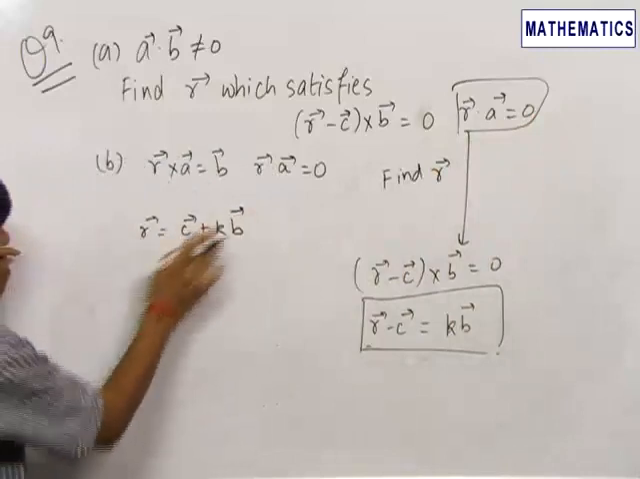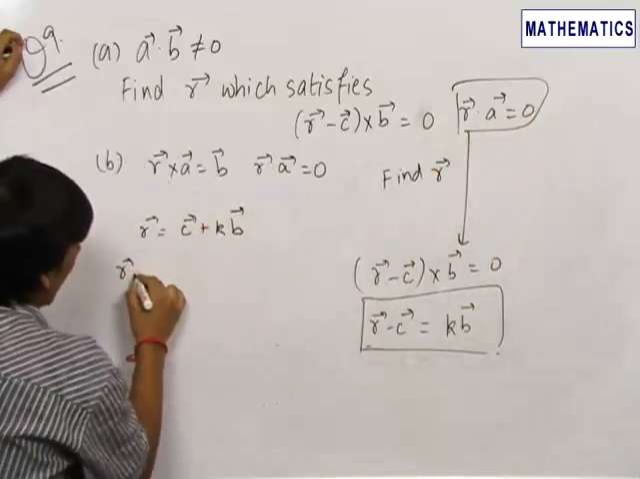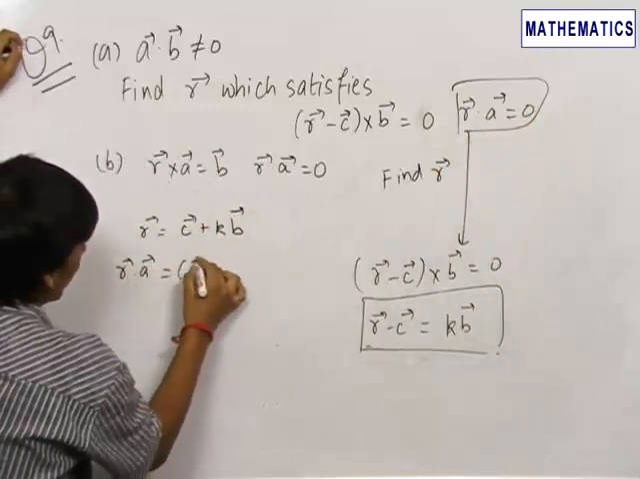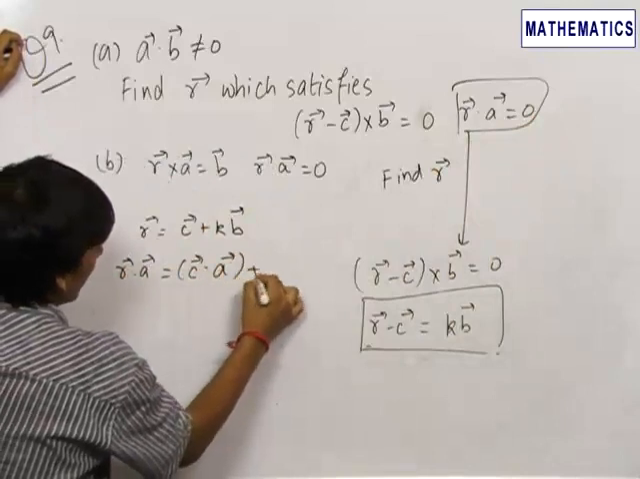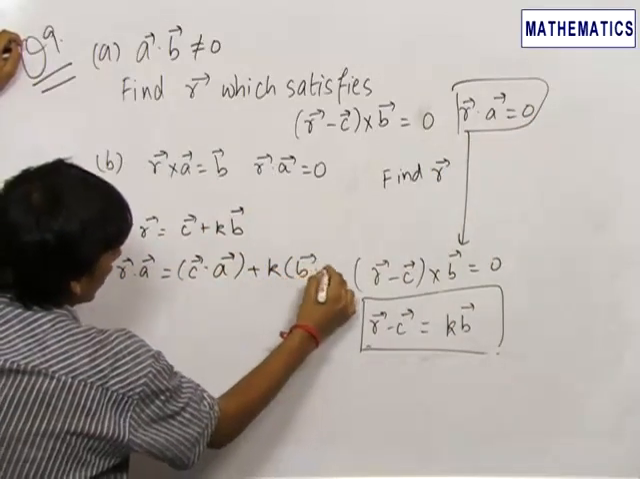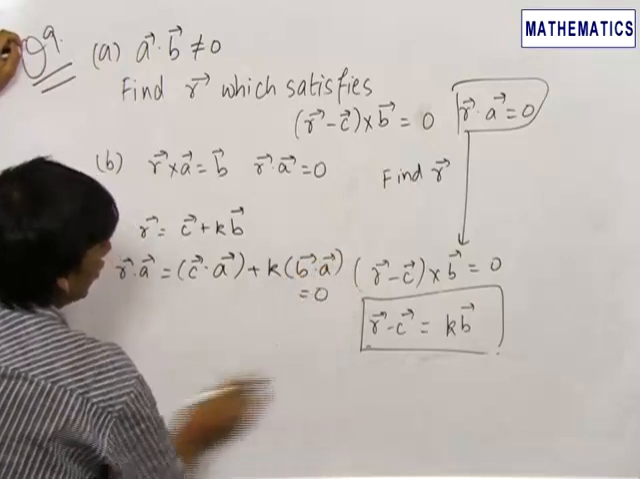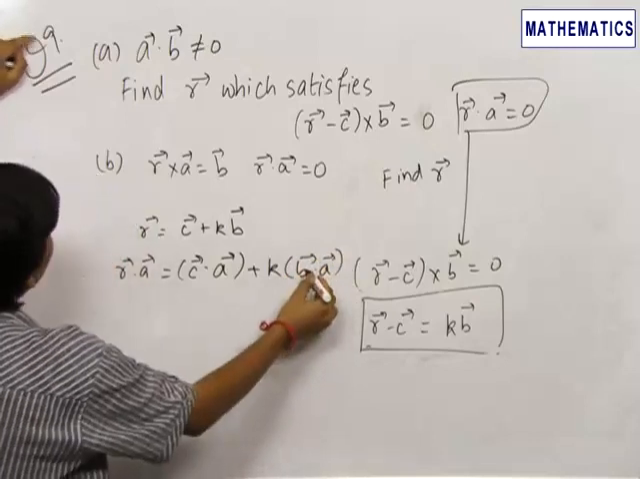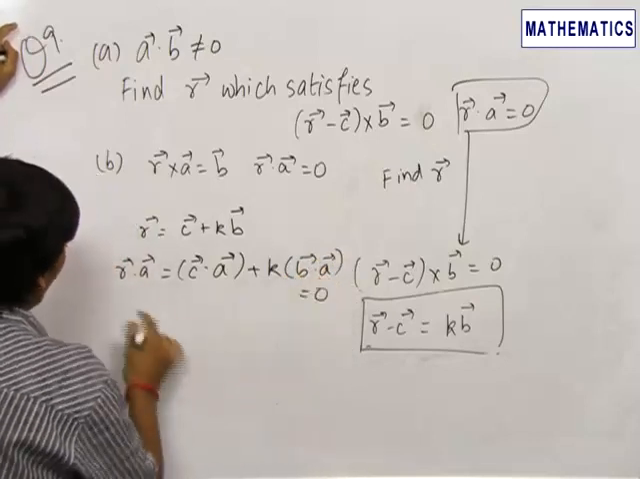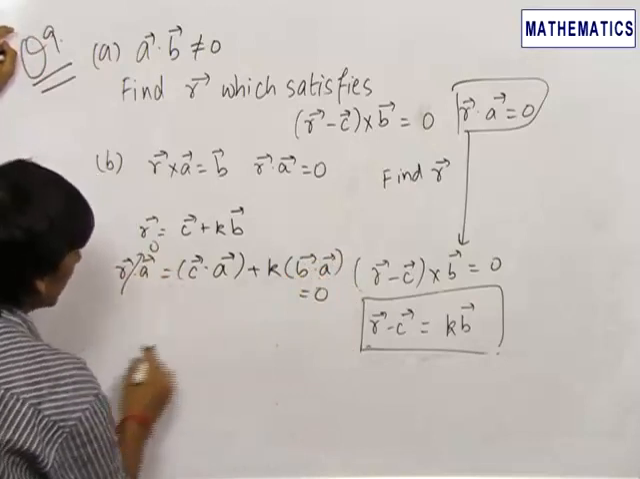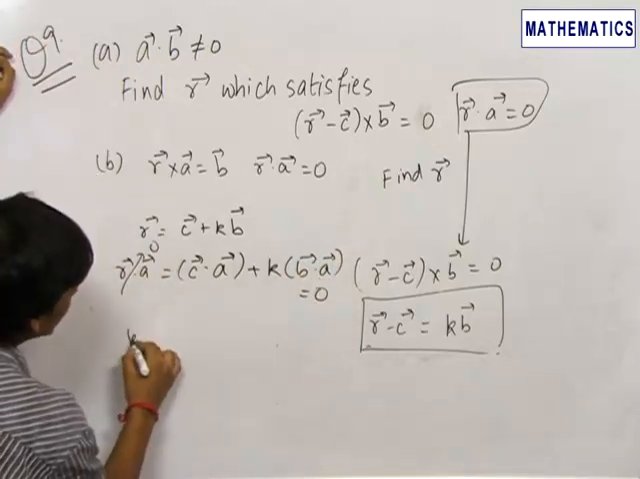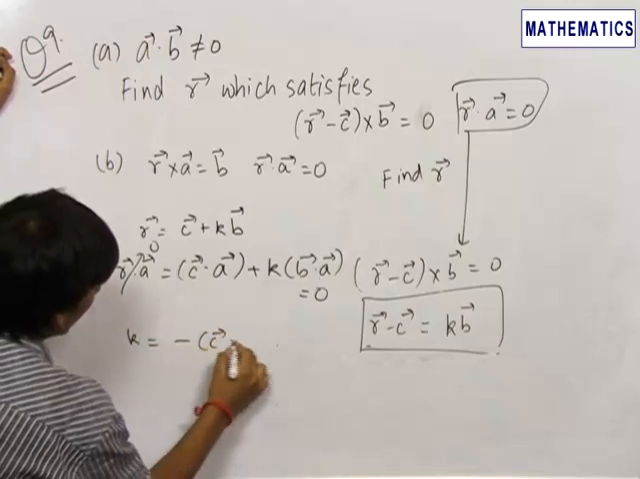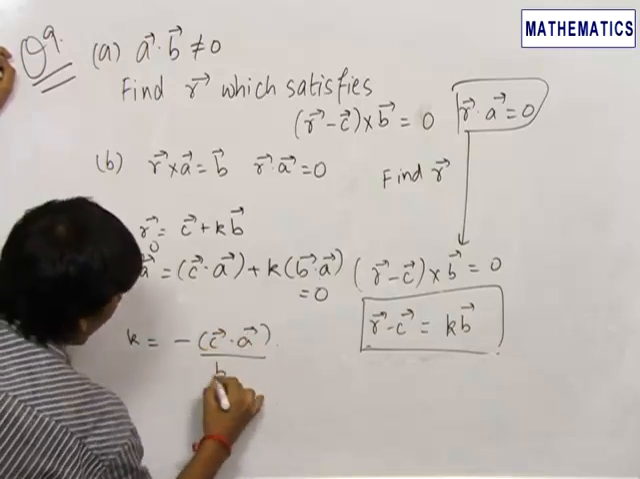Now with the extra information, the other information given to us is that R vector dot A vector is equal to 0. So let us take dot product on both sides to get R vector dot A vector is equal to C vector dot A vector plus K times B vector dot A vector. This is equal to 0. A dot B is not equal to 0 and R vector dot A vector is given to be equal to 0. Therefore we can write K is equal to minus of C vector dot A vector upon B vector dot A vector.